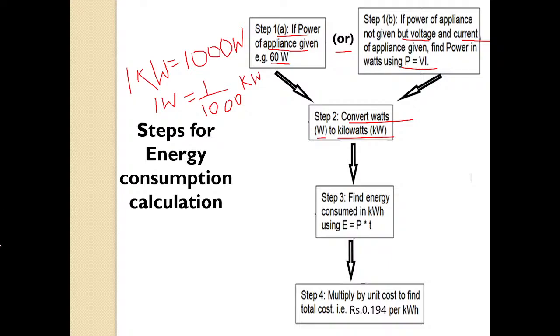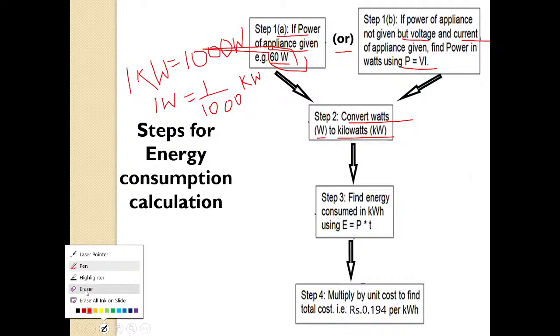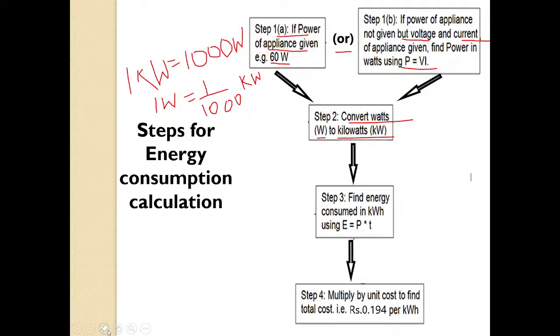For example, if the power rating is 60 watts, write 60 by 1000. You will get kilowatts. Now, after converting watts into kilowatts, what you have to do is find the energy consumed in kilowatt hour: power rating in kilowatts into time in hours.